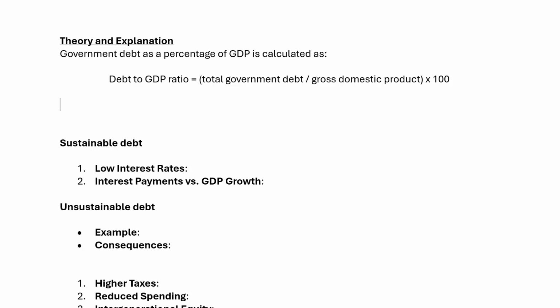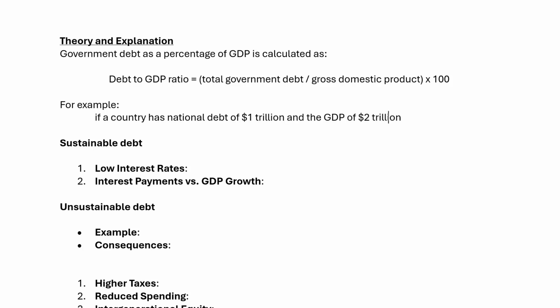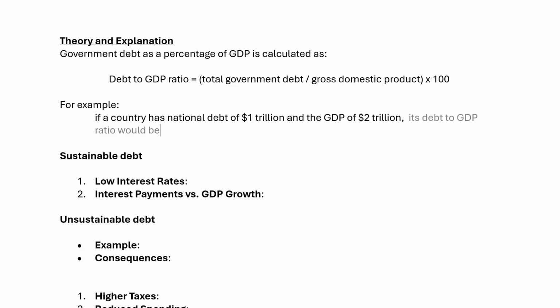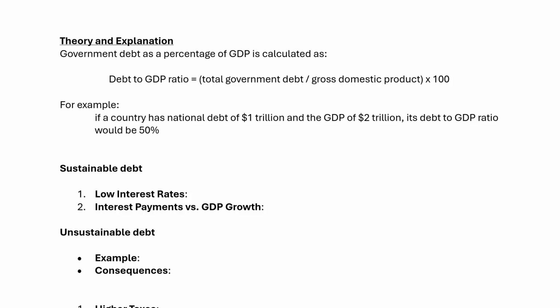For example, if a country has national debt of $1 trillion and a GDP of $2 trillion, its debt to GDP ratio would be 50%. A ratio above 100% means a country's debt exceeds its annual GDP, which could signal an unsustainable debt burden.